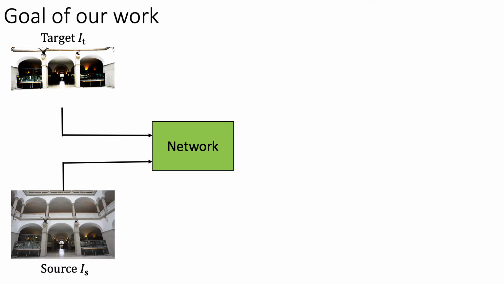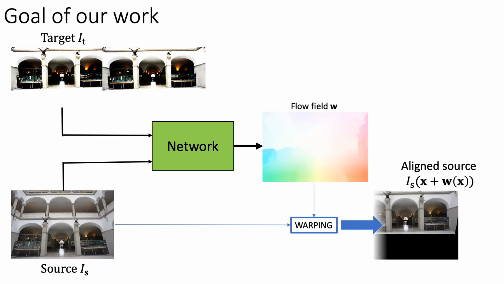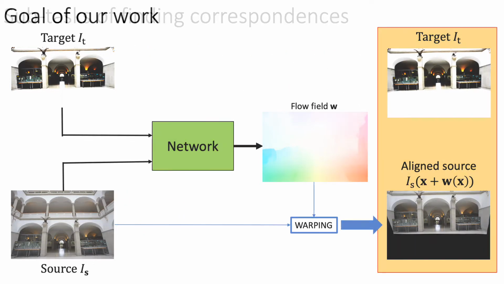So we address the challenge of dense pixel-wise correspondence estimation for pairs of images. Given a pair of source and target images, our network takes as input both and outputs a 2D flow field that aligns the source image with the target.